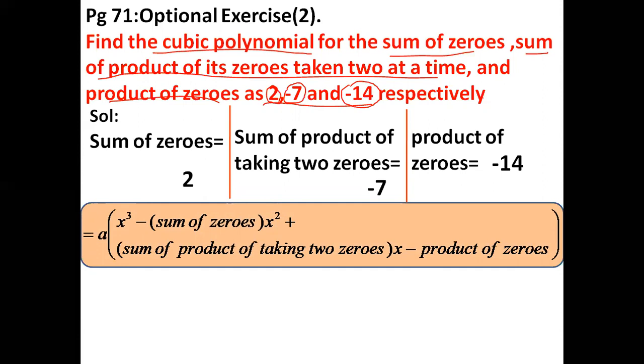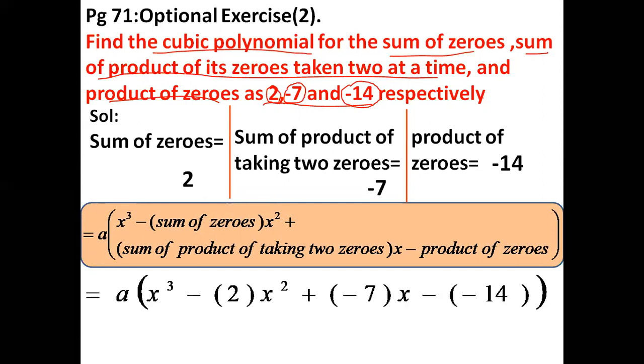So what we get is a into x cube minus sum of zeros. Here in place of sum of zeros, you substitute 2, so you get 2 into x square plus. In place of sum of product of taking two zeros, you substitute minus 7, so you get minus 7. And in place of product of zeros, you substitute minus 14, so you get this.